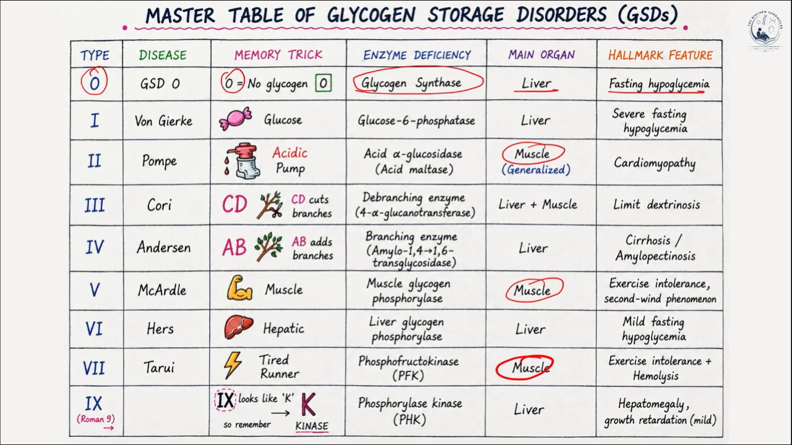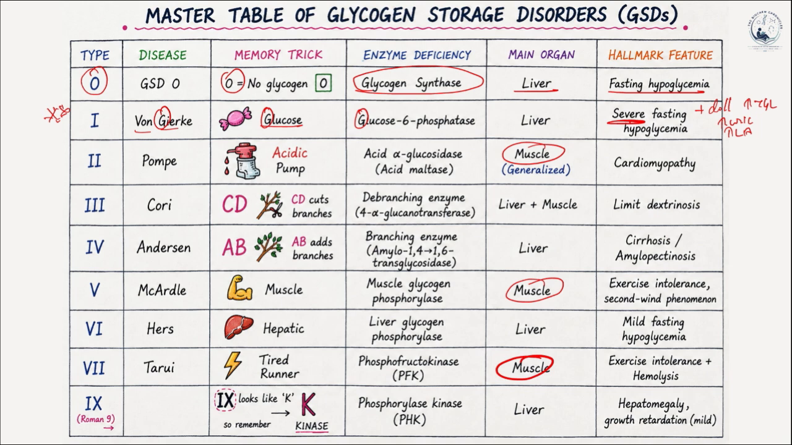So next is type 1, as I told, a very important one, 1 Gierke. Just remember glucose. Gierke, glucose 6 phosphatase is the enzyme that is defective. So here there is severe fasting hypoglycemia, also the child will have doll-like facies, increased uric acid, that is hyperuricemia, and increased lactic acid, that is lactic acidosis, and then also there will be increased triglyceride levels.